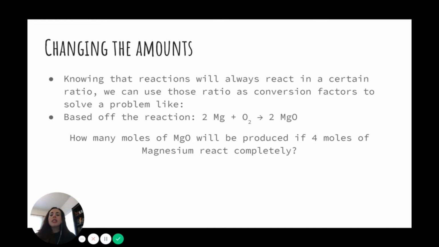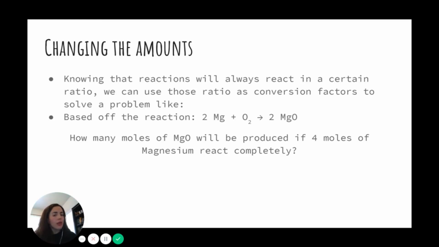So let's look at a quick example. If we know the reaction and we know that they will always react in a certain ratio, 2 to 1 or 2 to 2, we can use those ratios as conversion factors, and we can set up some dimensional analysis problems. We're going to use that same reaction that we had on the previous slide, and look at this problem. How many moles of magnesium oxide will be produced if 4 moles of magnesium completely react?